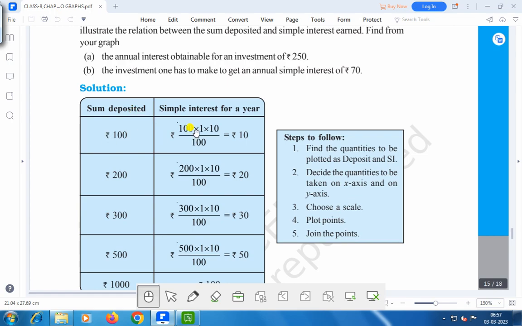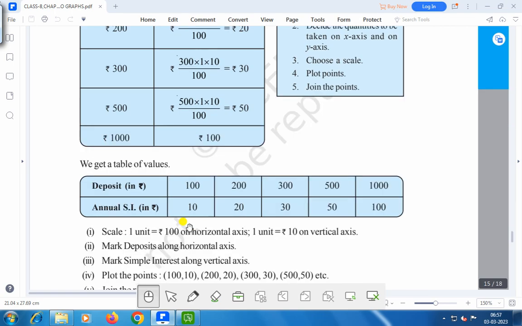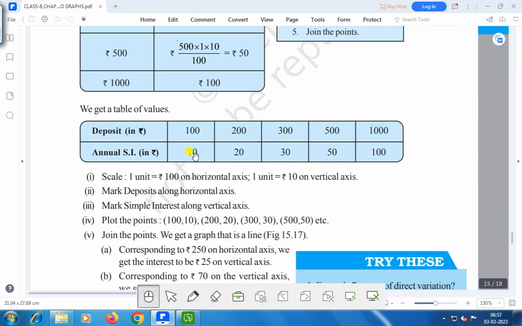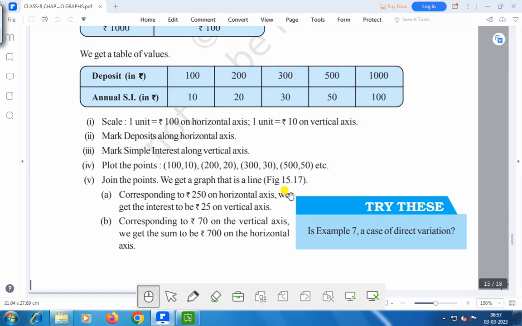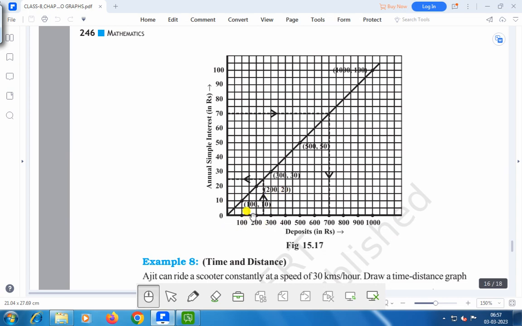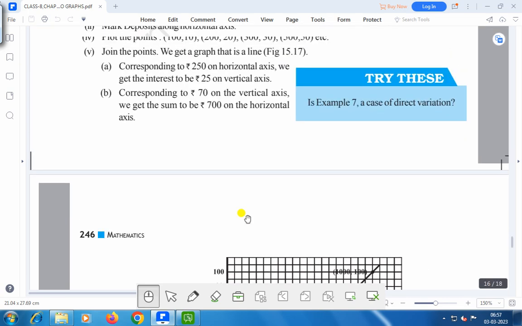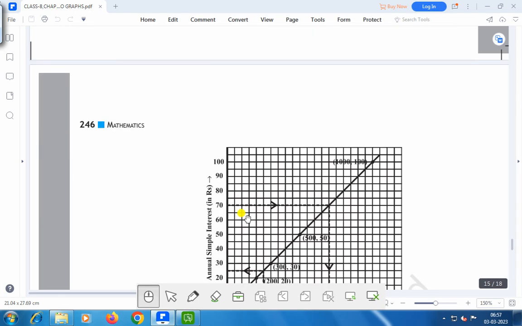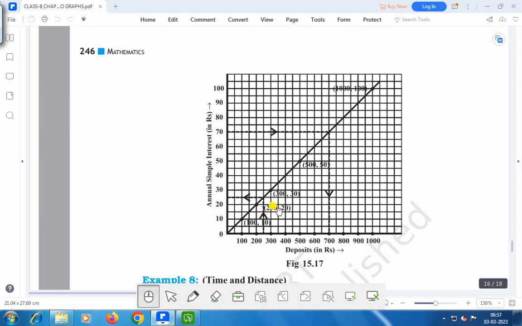For a sum deposited of 100, the simple interest for a year is rupees 10. For 200 rupees it is 20, for 300 it is 30, for 500 it is 50, and for 1000 rupees it is 100. We get a graph. If you draw a graph, you will get this graph, right? Here the points are 110, 220, 330, 550, and you get a linear graph, or a straight line graph.